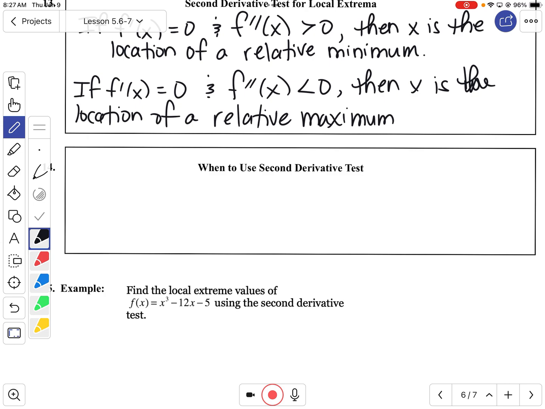Okay, so we can't always use the second derivative test. What might be some conditions or when we would want to use it? Any ideas? Well, what are the two things we have to know? Yeah, we've got to be able to take the second derivative so we can find the second derivative easily. And what else would we need to know? Yeah, we need to know the critical points.